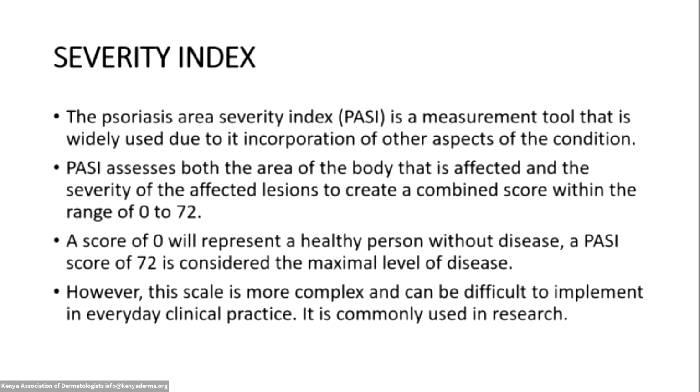Another way to classify psoriasis is by the severity index. So this is also known as the PASI, and it's a measurement tool that is widely used, and it incorporates other aspects of the condition. So it assesses both the area of the body that is affected and severity of the lesions, and then it's graded between 0 to 72, whereby 0 is a healthy person without disease, and 72 is the maximal level of the disease. However, this scale tends to be more complex, so it's not used in everyday clinical practice. However, it is used commonly in research.